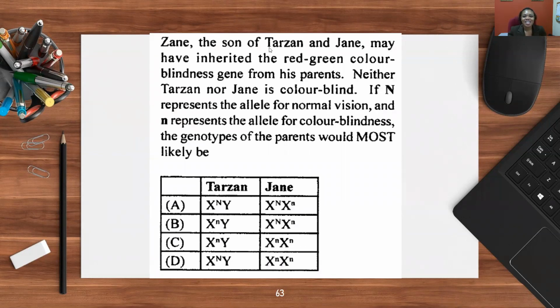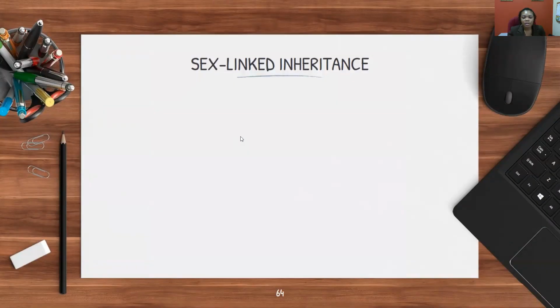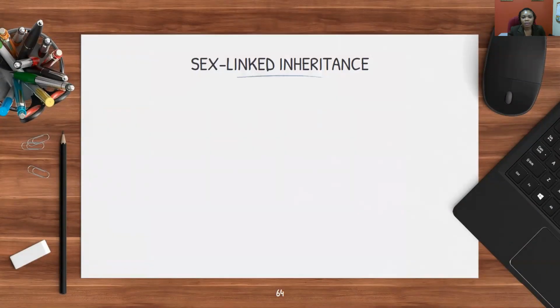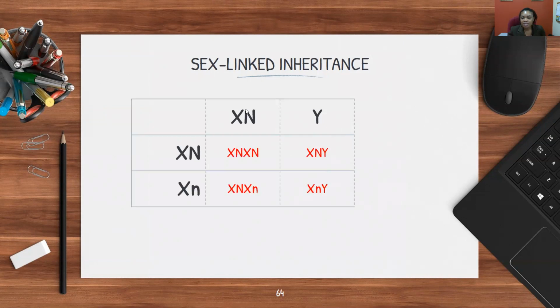Zane, the son of Tarzan and Jane, may have inherited the red-green colorblindness gene from his parents. Neither Tarzan nor Jane is colorblind. If N represents the allele for normal vision and small n represents the allele for colorblindness, the genotypes of the parents would most likely be A. And I'll show you why. So in sex-linked inheritance, remember that you have X and Y because it's sex-linked. So for the female, she's XX, being that she's a carrier, right?